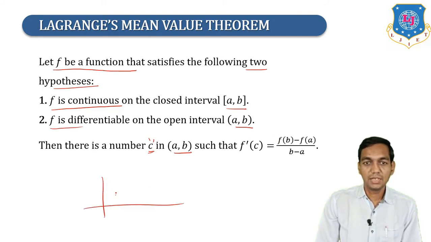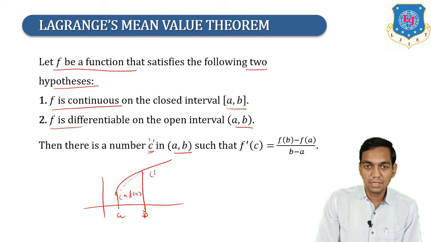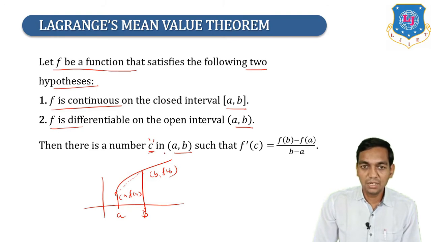Now, if you are going to check it geometrically, suppose this point is your point A and this point is your point B. So if you are going to join these two points A, f(a) and B, f(b), then we have one line parallel to this line. So the slopes of these two lines are going to be the same. Okay.